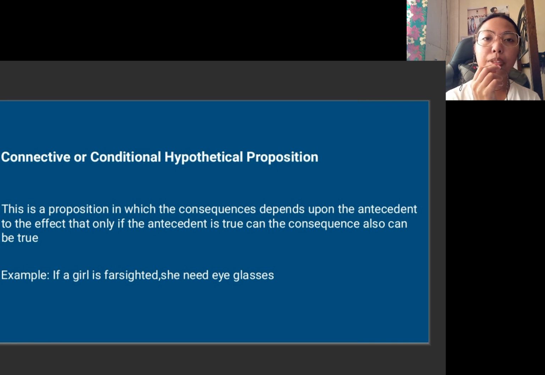This is a proposition in which the consequence depends upon the antecedent. Only if the antecedent is true can the consequence also be true. Example: if a girl is farsighted, she needs eyeglasses. Meaning, it is introduced by the word "if". It contains a condition and expresses the statement that follows the acceptance of the condition.